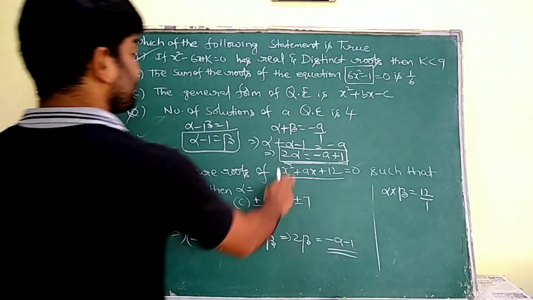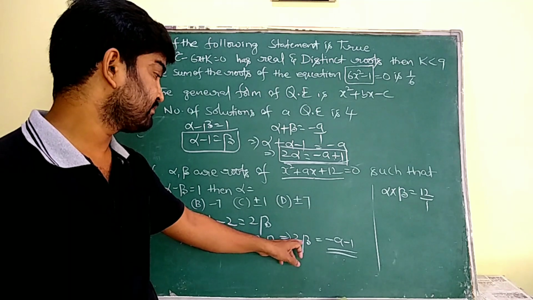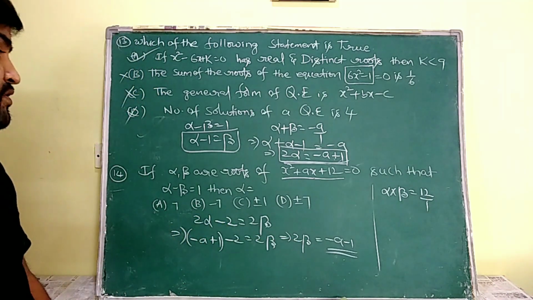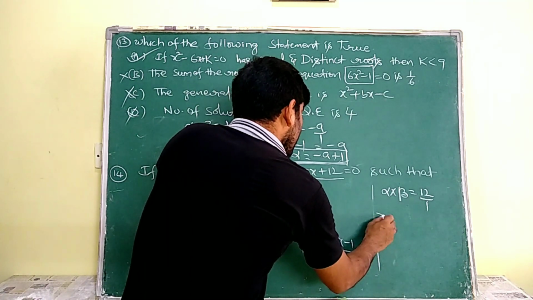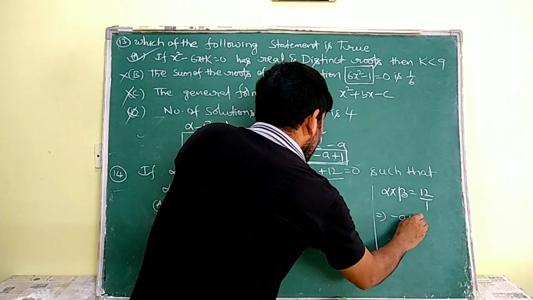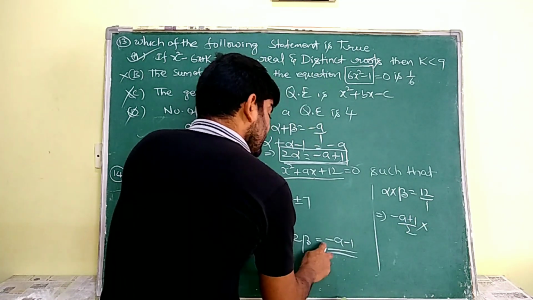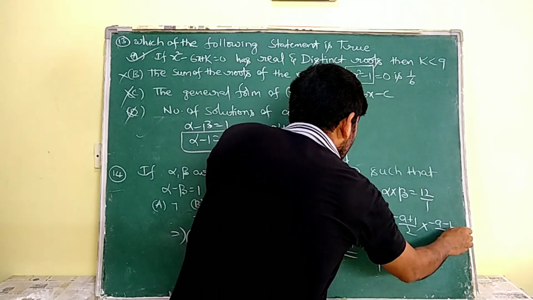See, here I obtained 2 alpha is equal to minus a plus 1. Here I obtained 2 beta is equal to minus a minus 1. So here, alpha into beta is asked. Alpha into beta means alpha is equal to minus a plus 1 by 2, into from this beta is equal to minus a minus 1 by 2, is equal to 12.